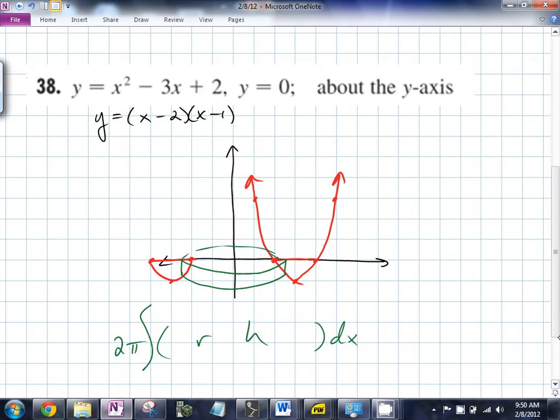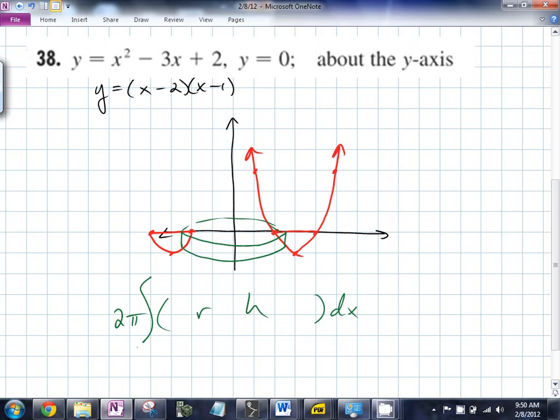And we're going from what to what? What are our limits here? We already figured it out. 1 to 2. That was the first thing we figured out. Nice, 1 to 2. In this case, the radius is just going to be what? X. It's just x because it's going around the y-axis.